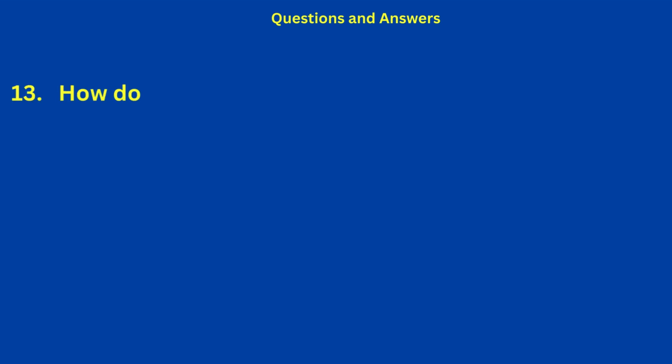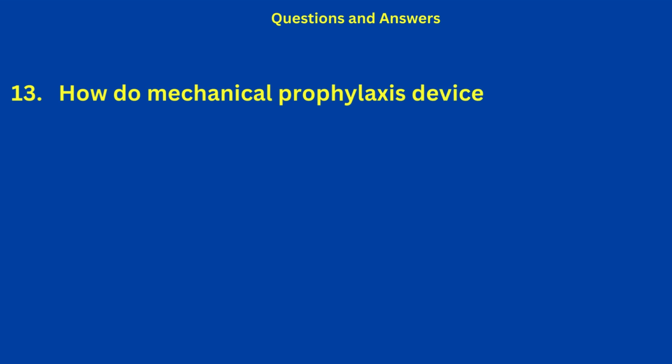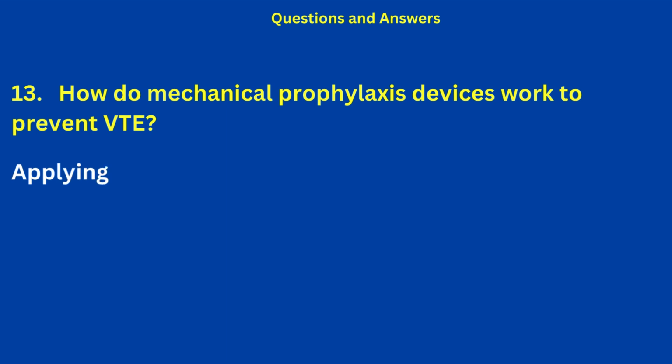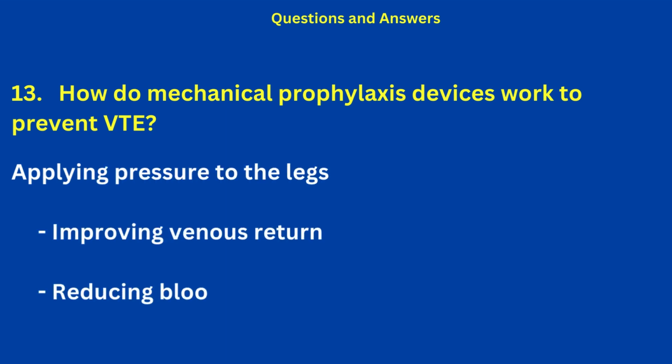Question 13. How do mechanical prophylaxis devices work to prevent VTE? Mechanical devices like anti-embolism stockings and intermittent pneumatic compression devices work by applying pressure to the legs. This improves venous return and reduces blood stasis, thereby lowering the risk of clot formation.